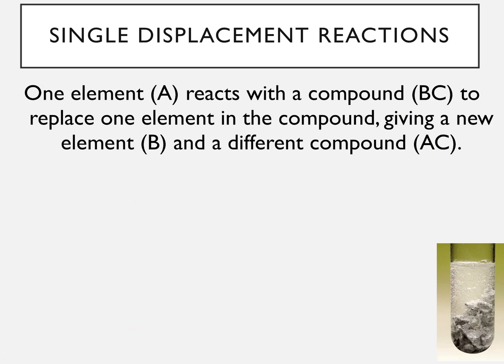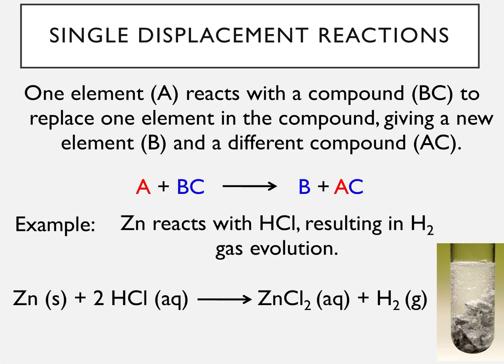Single displacement reactions is when we have an element reacting with a compound, and that element is going to replace one of the elements in the compound. And this is going to be easier when we actually see it. So like if we have A reacting with a compound, so an element reacting with a compound, this element is going to swap out and essentially kick out that B. So now A ends up bonded to C, and B is left by itself.